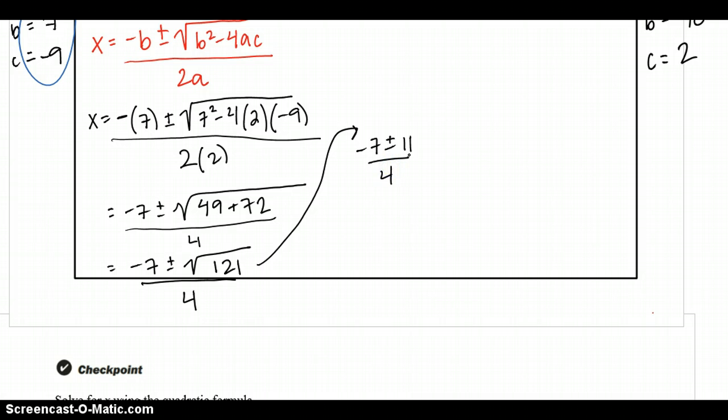Can I simplify that any further without dealing with that plus or minus sign? No. So now, I'm going to... Wait, what do you mean without dealing with that plus or minus? I'm going to show you right now, okay? Just like when I square root 16 and I get plus or minus 4, I have to use it with plus 4 and do it with minus 4. So here I'm going to write it twice. Negative 7 plus 11 over 4 and negative 7 minus 11 over 4. There's where that plus and minus gives me my 2 different solutions.